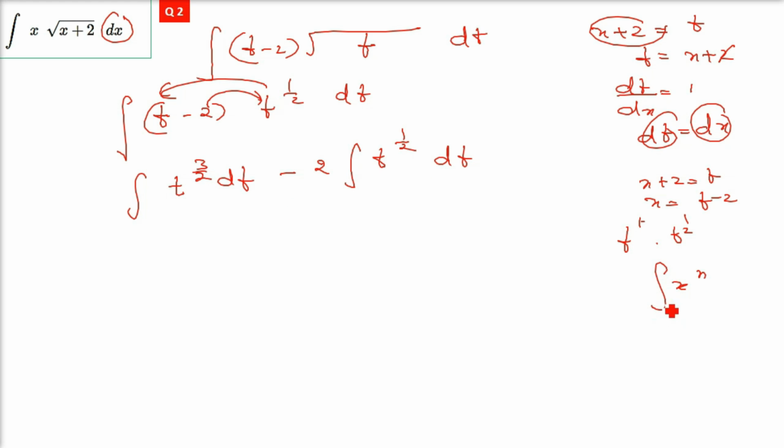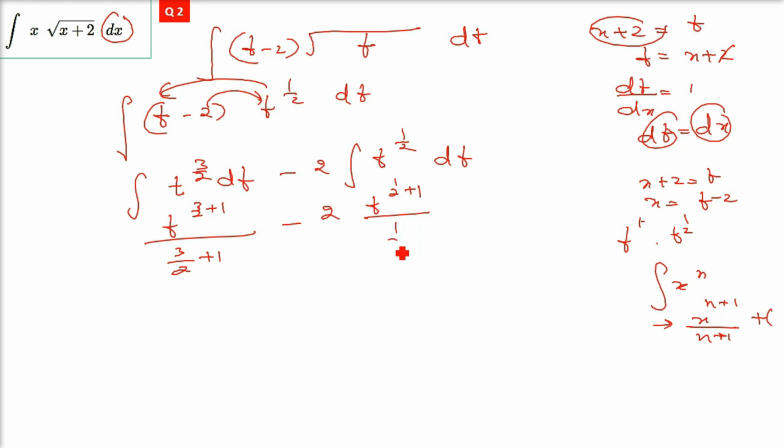x to the power n integration is always x to the power n plus 1 divided by n plus 1 and a constant of integration. This becomes t raised to the power 3 by 2 plus 1 divided by 3 by 2 plus 1, and this one minus 2, and t raised to half will be t raised to half plus 1 divided by half plus 1. Now constant of integration will always be there. 3 by 2 plus 1 is simply 5 by 2. Let me show you. 3 by 2 plus 1, it goes up like this, 5 by 2.